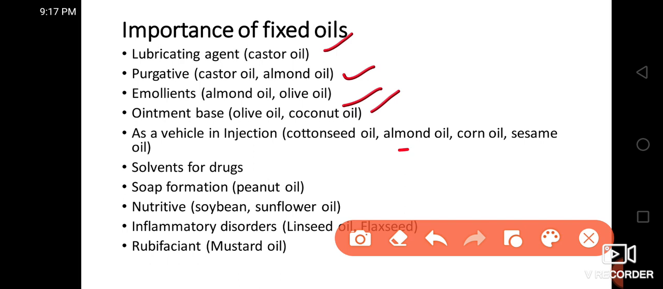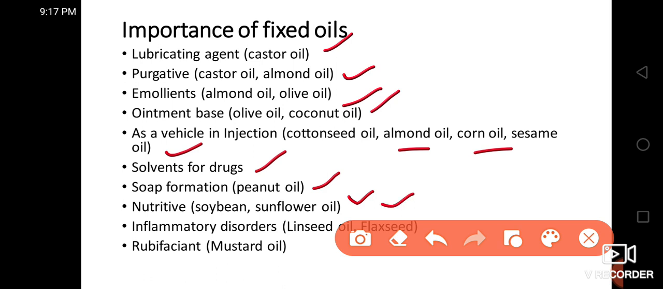At the last, various oils are used as a vehicle in injections. These oils are also used, they also act as a solvent, and they are also used in soap formation. For example, peanut oil is used for this. Nutritionally they are very important.